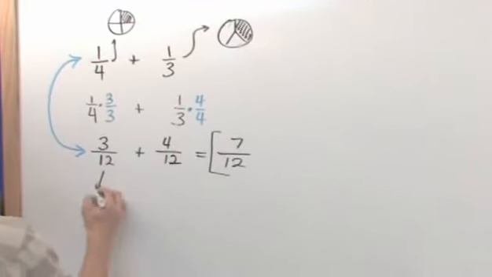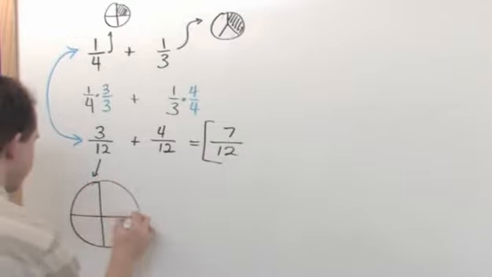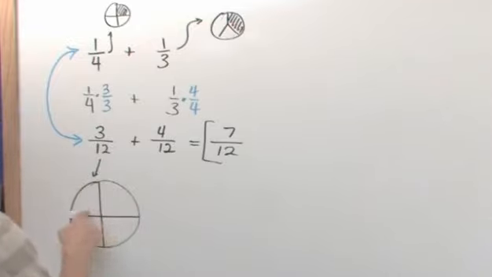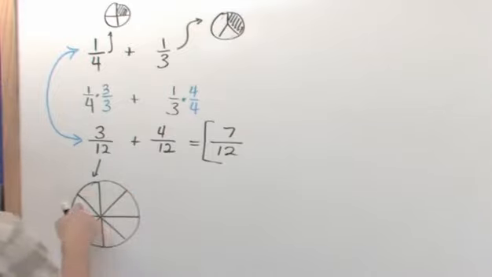Now let me ask you this. What does 3/12 look like? I'm going to draw a bigger circle so I can make it clear. Here's 4 pieces. I'm going to divide this into 12 pieces because it's out of 12 pieces. There's 4 pieces, and then here makes 6 pieces, and then here. So I have 1, 2, 3, 4, 5, 6, 7, 8.